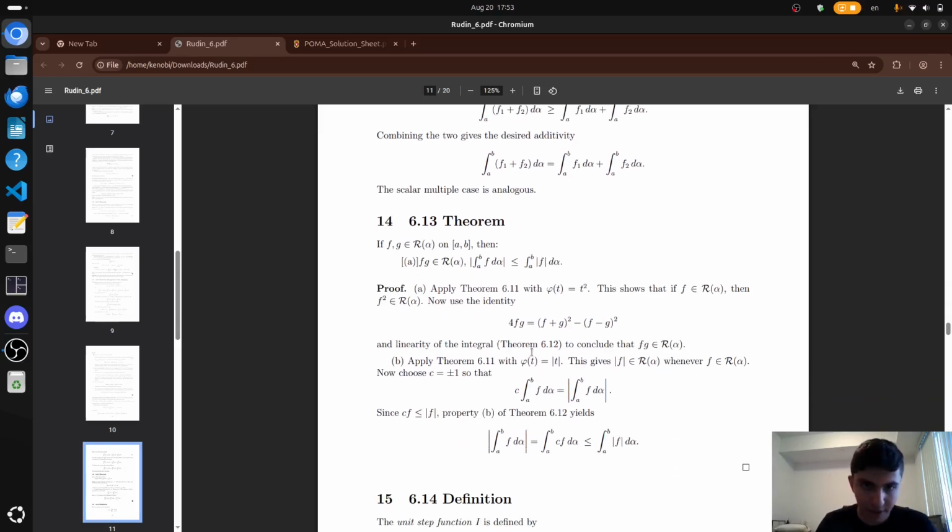If f and g are in R alpha on [a, b], then fg is in R alpha, and the absolute value of the integral of a to b of f d alpha is less than or equal to the integral of a to b of the absolute value of f d alpha.